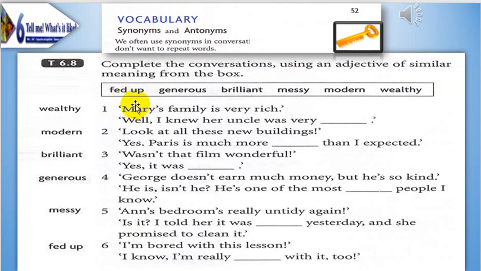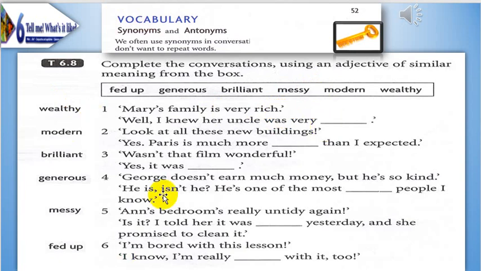When he says use similar adjectives, similar means synonyms. Okay? So, you should know that fed up, generous, brilliant, messy, modern, wealthy are words. You should see their synonyms or similar adjectives to them in the sentences. Here are the solution words. Here in this column, I put the solution in front of every sentence. Let's say, Mary's family is very rich. Well, I know her uncle was very what? The synonym of very rich is wealthy. Okay, ثري, بالغ الثراء. Okay, wealthy, very rich.